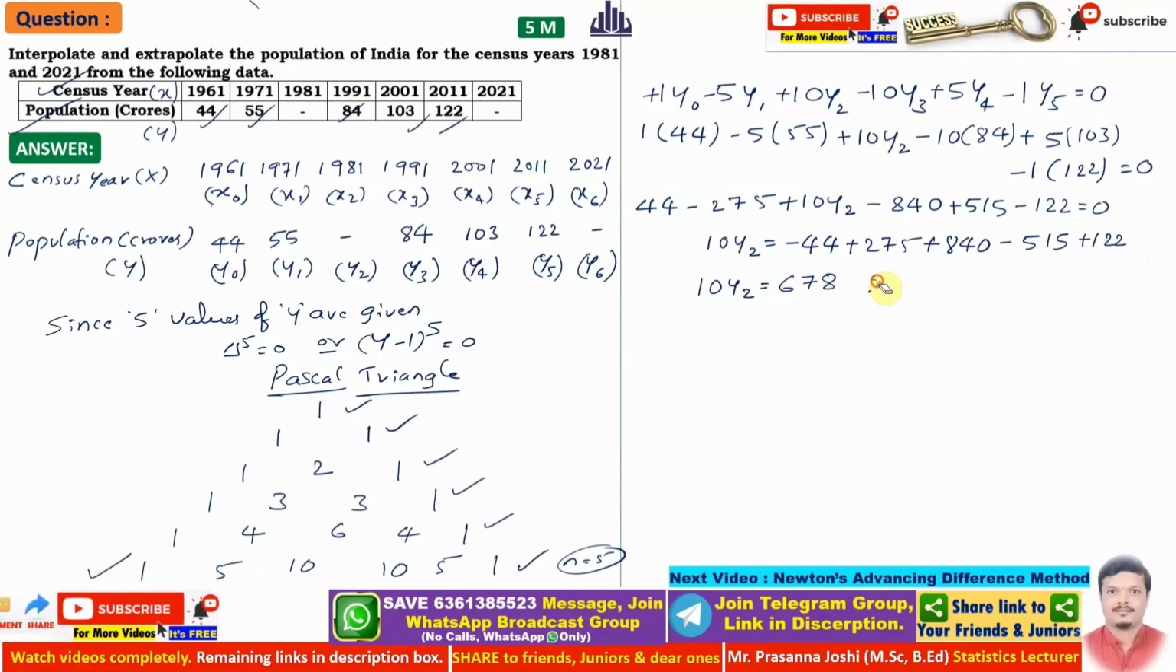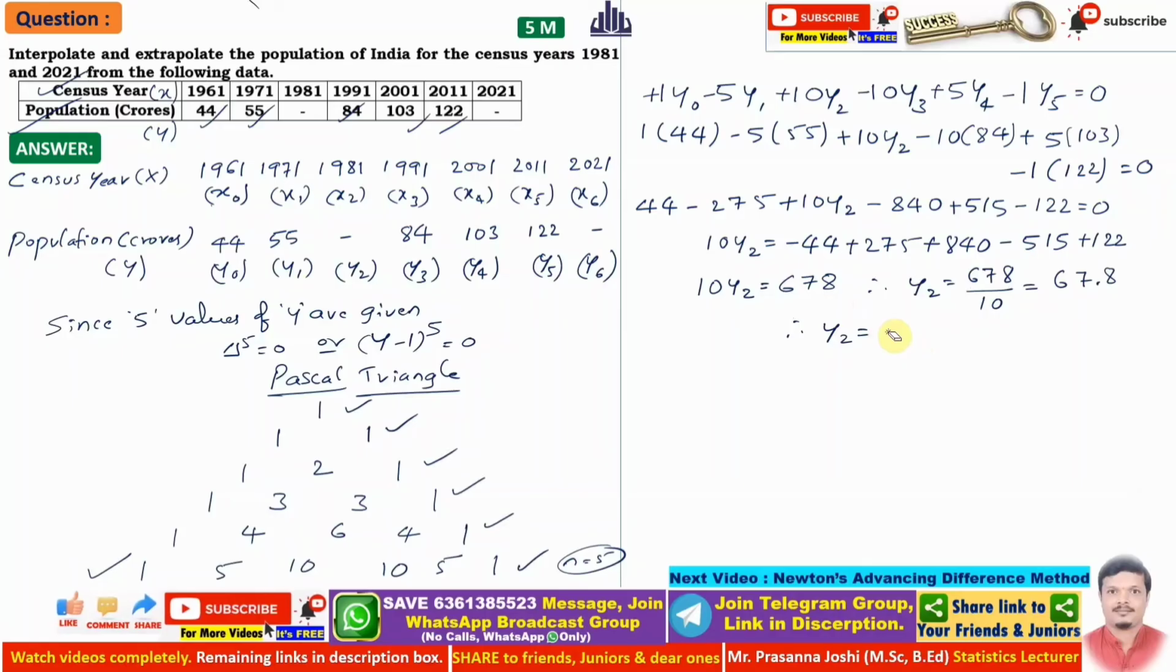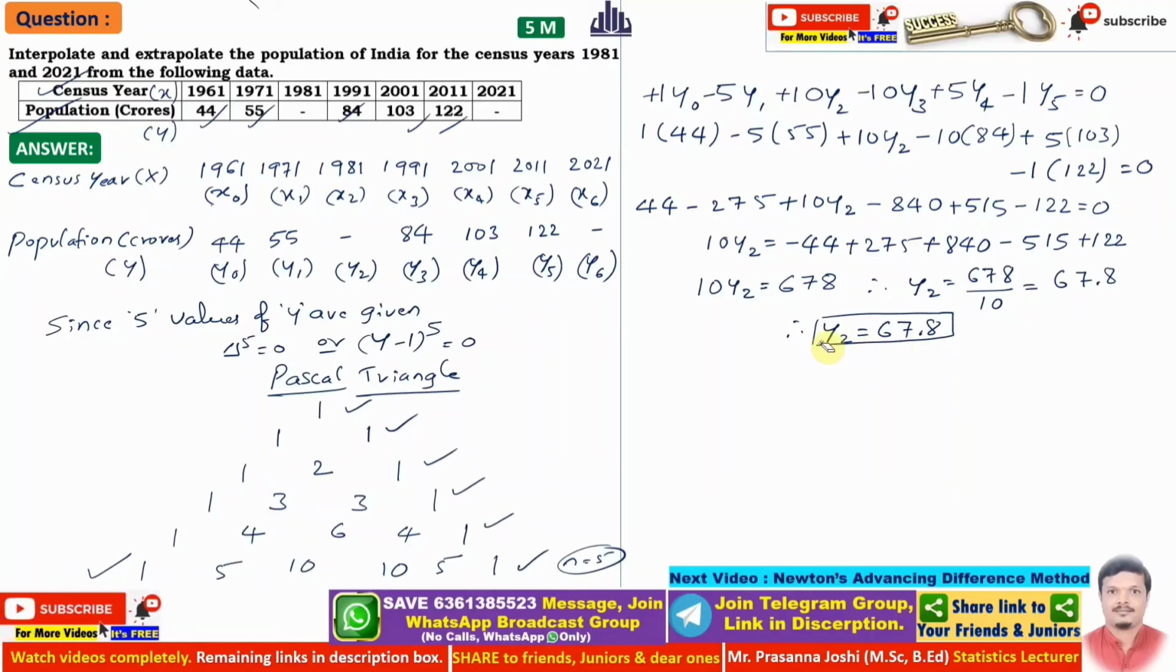Therefore, this 10y2 is equal to 678. This 10 becomes divided towards the right hand side, equals 67.8. Therefore, y2 is equal to 67.8. We wanted to have y2 and y6. The y2 value we have already got. We have to get the y6 value now.